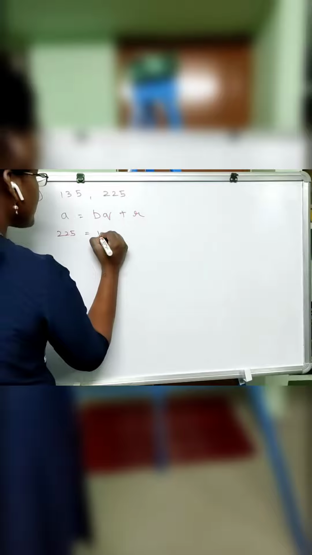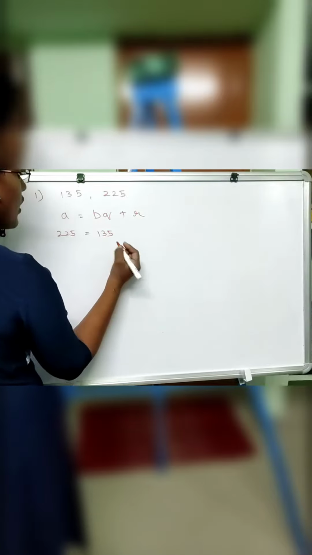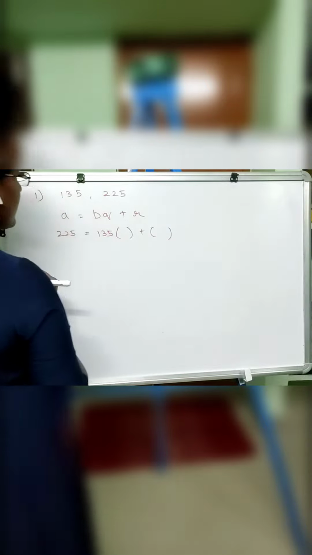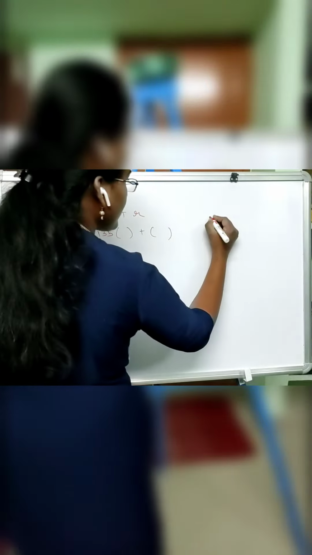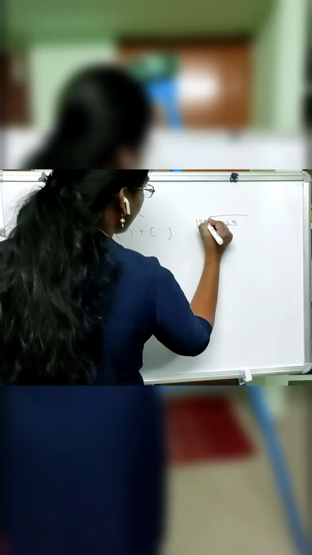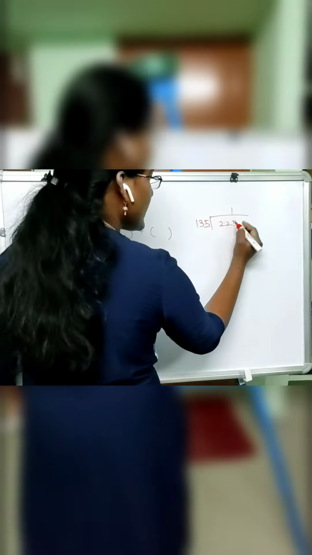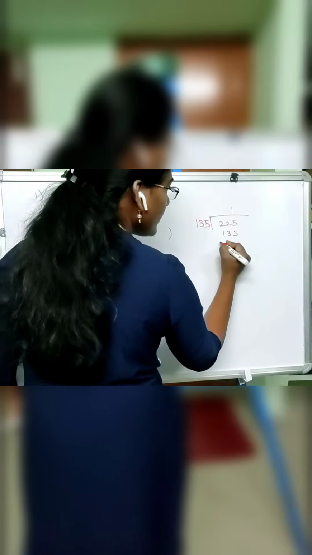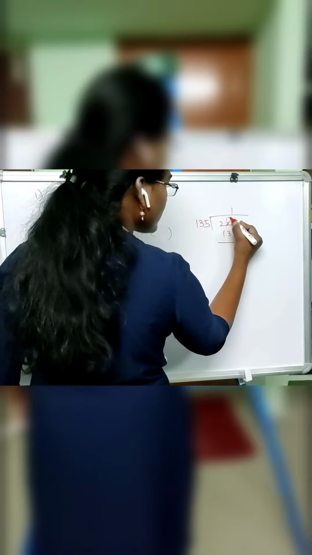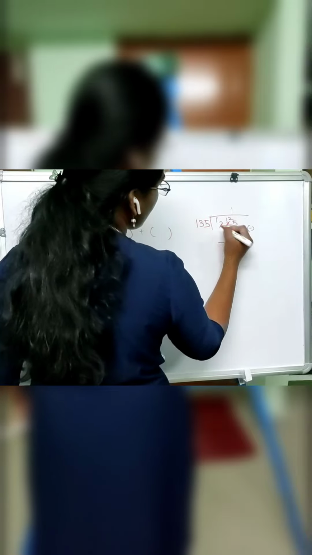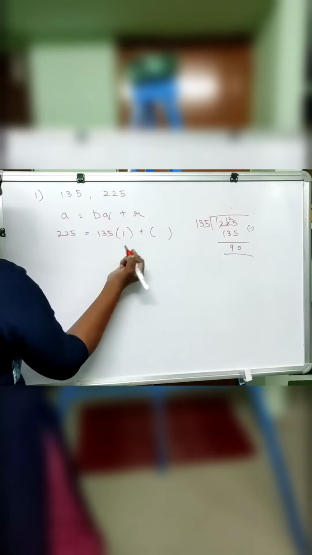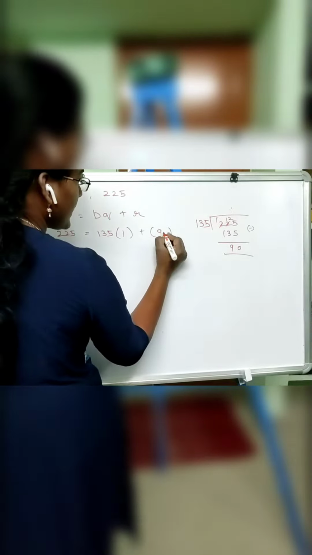225 equals 135 into how many times of quotient gives this remainder. I am dividing it this side. If I take 225 and 135, 1 time 135, I am subtracting this. This gives me 90. This is my remainder and this is the quotient. So I am going to write the quotient as 1 and the remainder is 90.